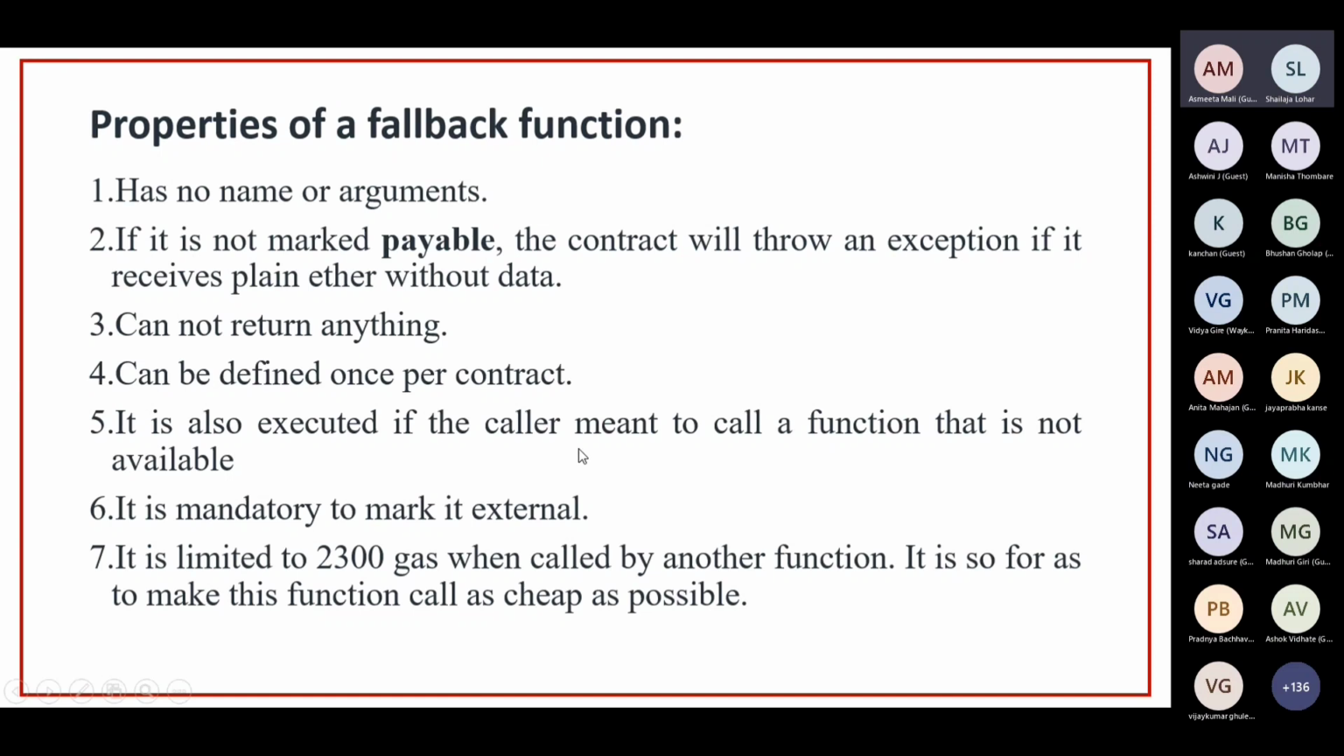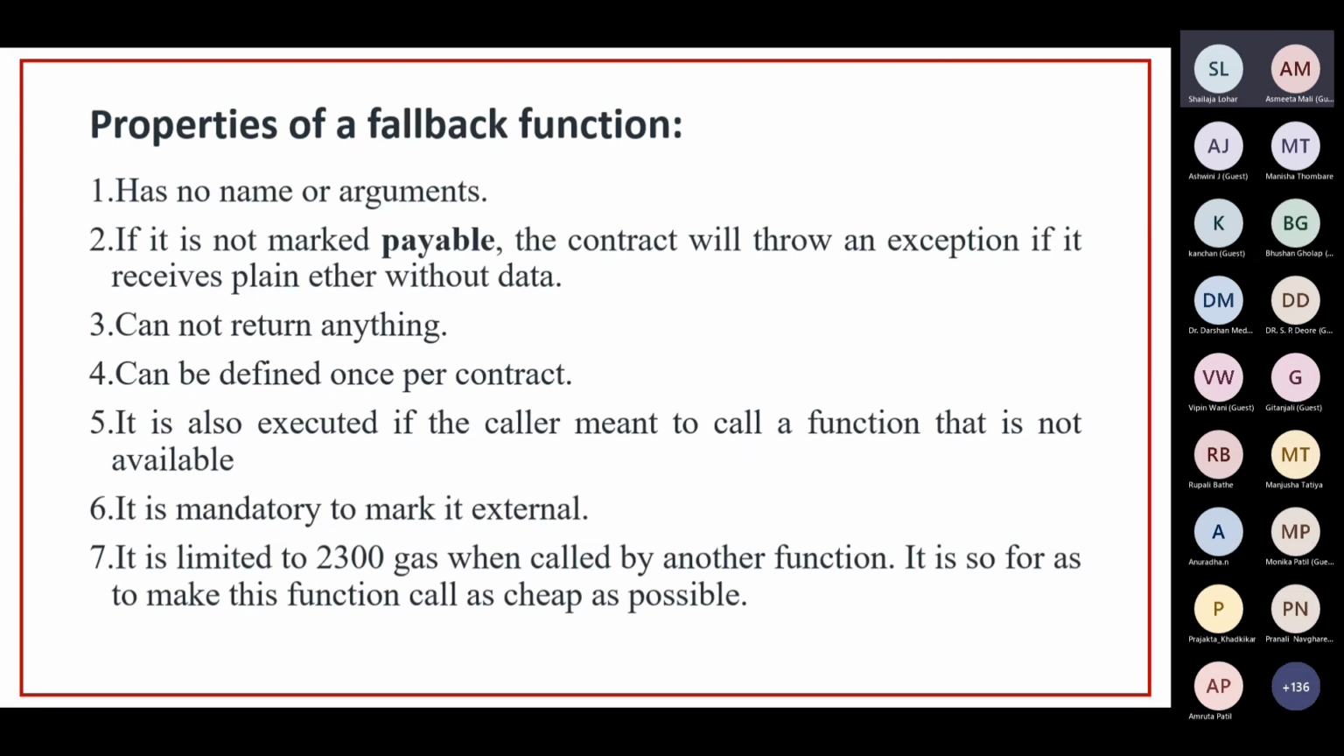The main properties of a fallback function are listed. It has no name or arguments. If it is not marked payable, the contract will throw an exception if it receives plain ether without data. It cannot return anything. It can be defined only once per contract. It is also executed if the caller meant to call a function that is not available.